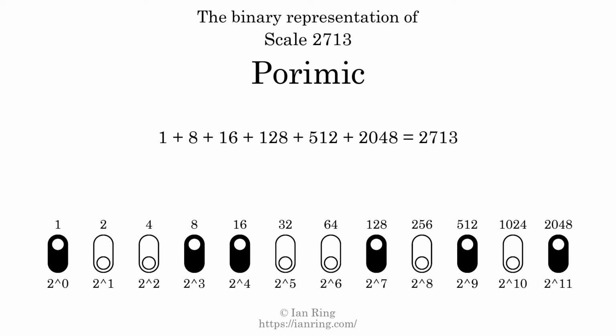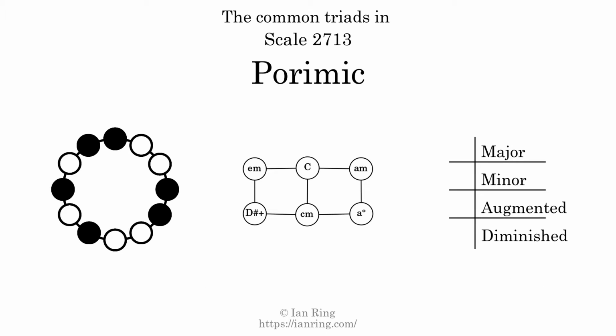2713. The scale number not only enumerates the scale with a unique index, but it also literally describes the tonal content of the scale. Represented as a binary number in base 2, the scale number is 101010011001. Here are the common triads present in this scale.